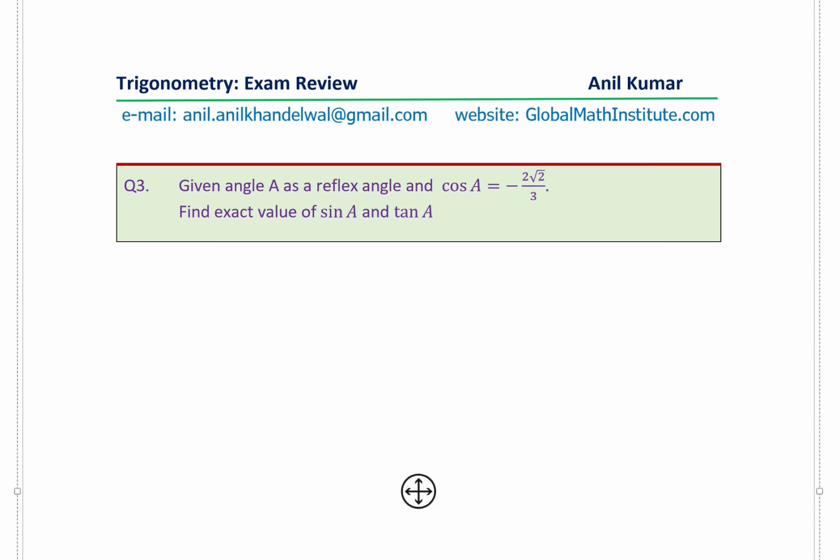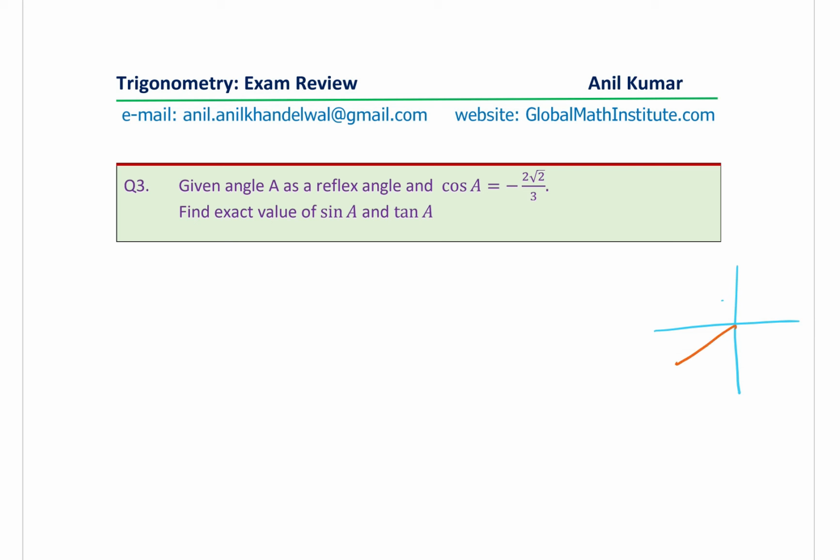Now here is the last question, which is: given angle A as a reflex angle, find cos A. So when I say reflex angle, it means what? It means it's greater than 180 degrees. So we are in quadrant 3. Now in quadrant 3, cos is negative. So apply the cos rule. We know cos is negative. So we are saying cos of A is given to us as minus 2 square root 2 over 3.